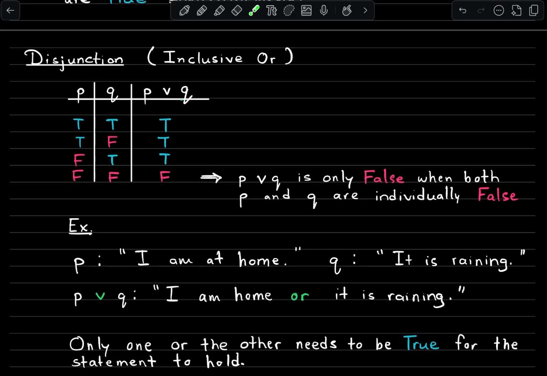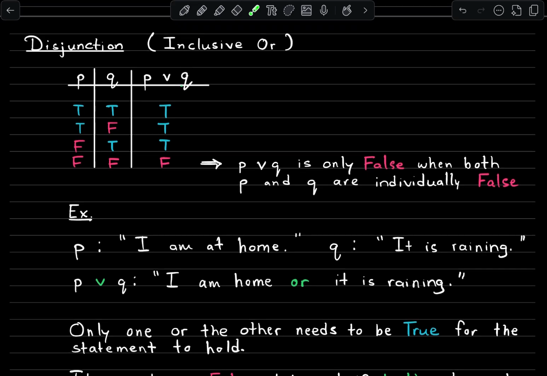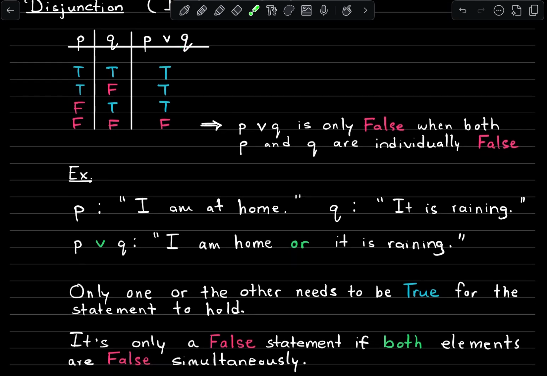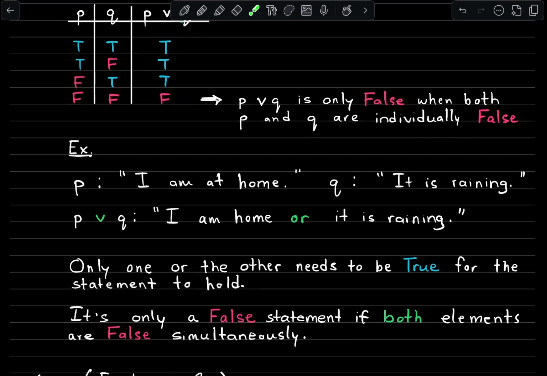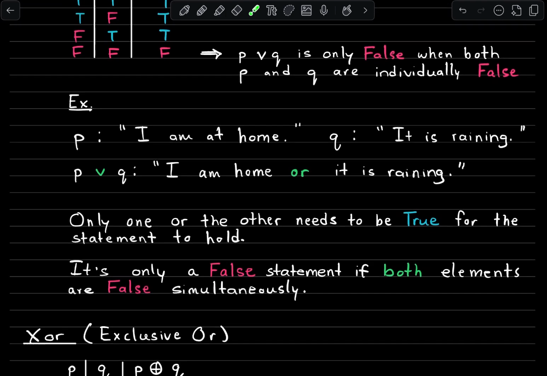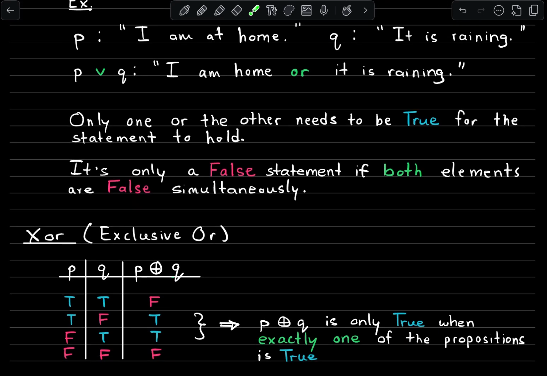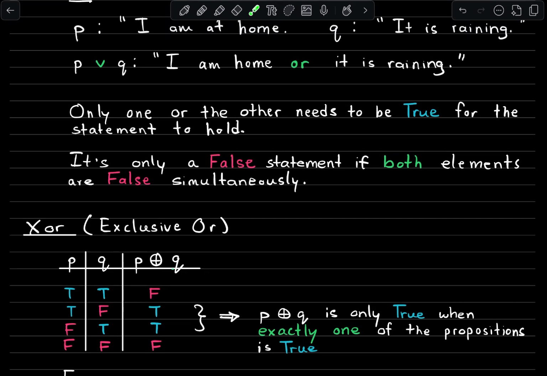Okay, so in this case for the disjunction, only one or the other needs to be true in order for the entire statement to hold. And it's only going to be a false statement if both elements are false simultaneously. So that was the inclusive or. Let's take a look at the exclusive or now.